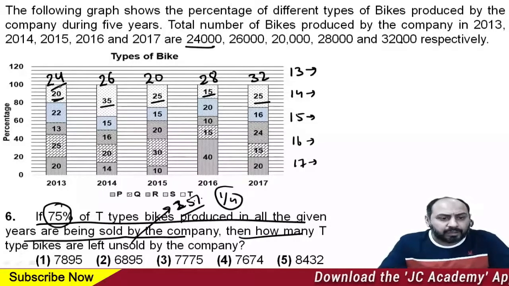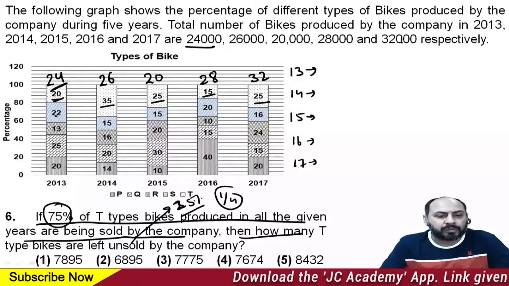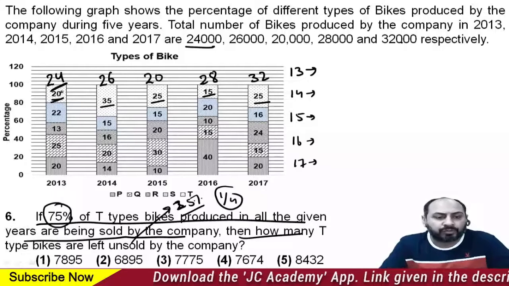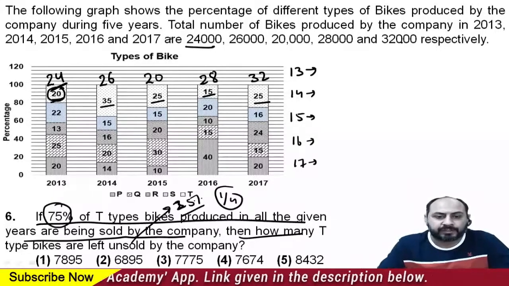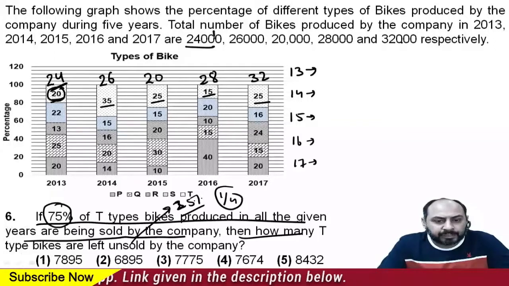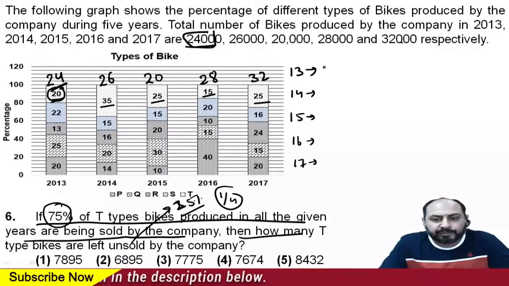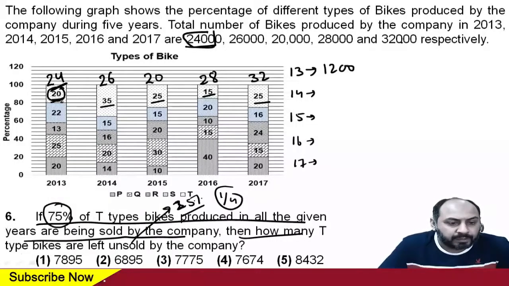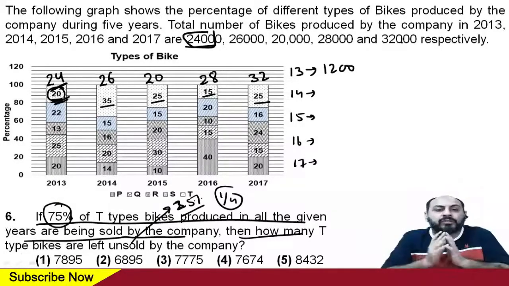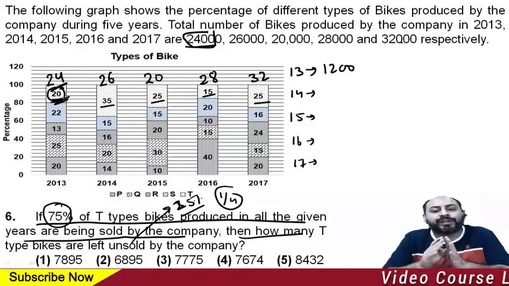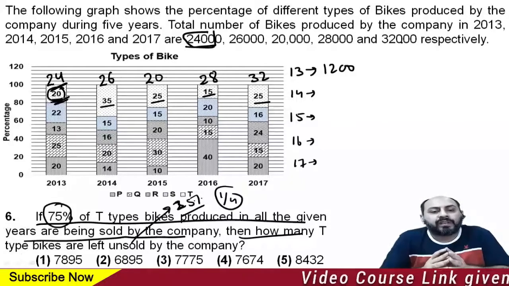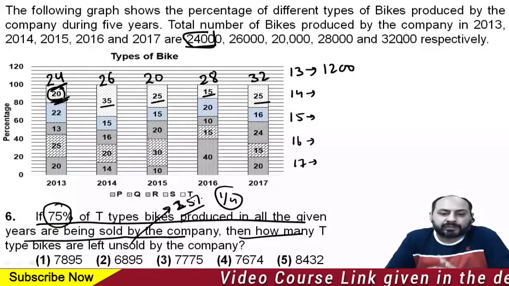So now 24,000 is the total production, 20% is type T. So 1/4 of 20 is 5, so 5% of this, right? If 10% is 2400, 5% would be 1200. I'm going to tell you this again. See, 20% was the total production out of 24,000, and 1/4 were unsold. So 1/4 of 20 is 5%. So what we have done is we have simply calculated 5% of this, right?